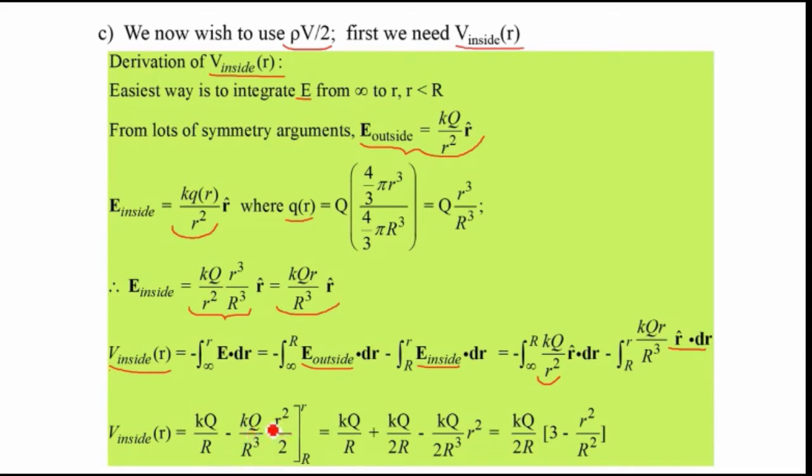And so then when we put in our limits, in this case here, we've already integrated this one because we're familiar with that. This is outside, and this one's inside, and so now we have to evaluate the limits, which is capital R to r. Putting those in, we get two terms right here. This then gives us the potential inside, which is kq over 2 capital R times 3 minus r squared over capital R squared. And that's just combining all the terms that you see here.